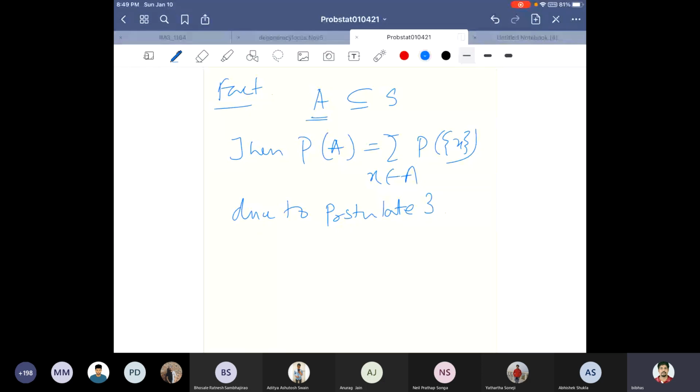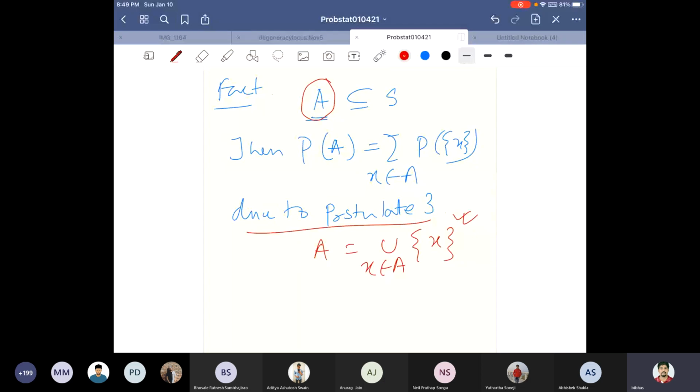Same thing is here. If you take any subset A, then A can be written as a union of all x which are in A. Yeah, simple. And these are all events, and these are all disjoint events, a collection of mutually exclusive events. Then you apply postulate 3, and then you have this result.